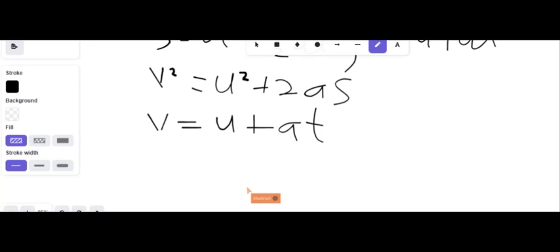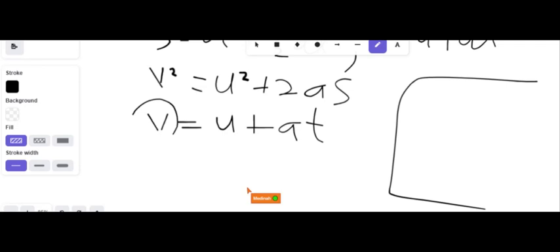v equals u plus at. This is a term. Let me give you one hint here in this box. A term is separated by either plus or minus. But if it is multiplication that is separating two quantities, then we regard them as one. Look at this, v is standing alone. I said a term is separated by plus or minus.